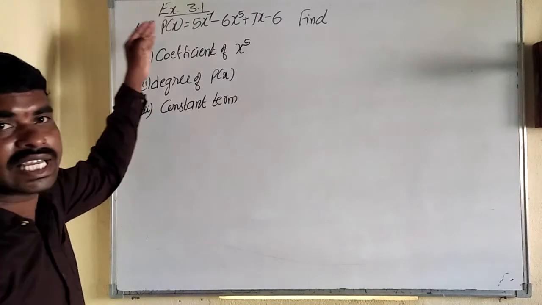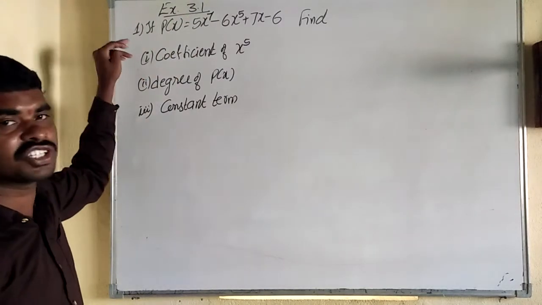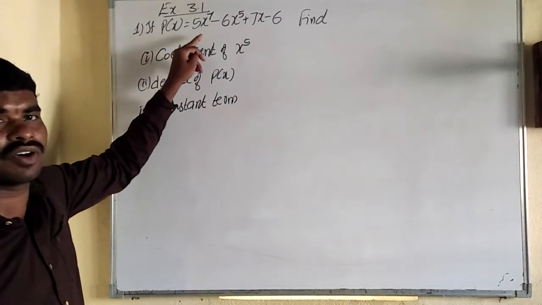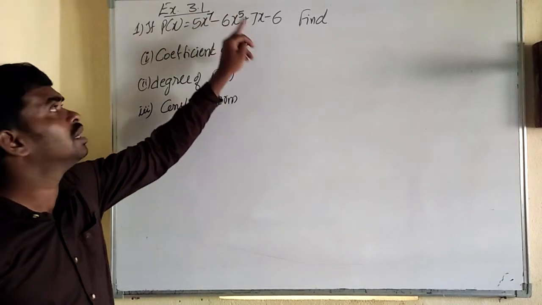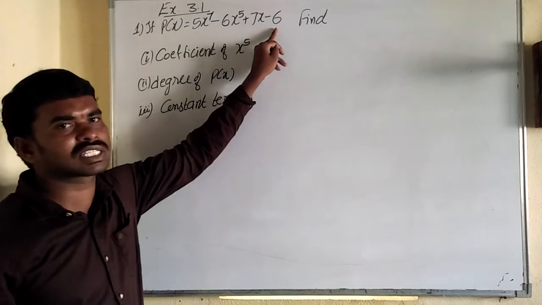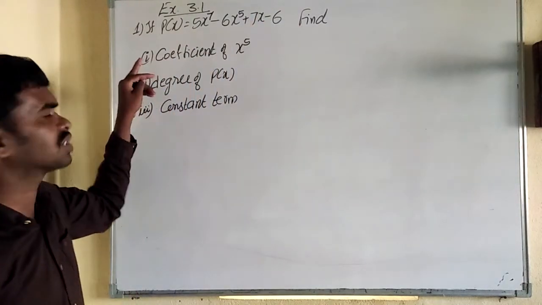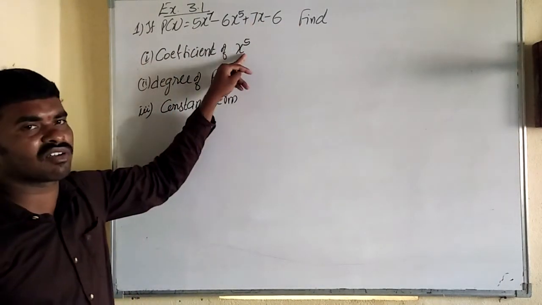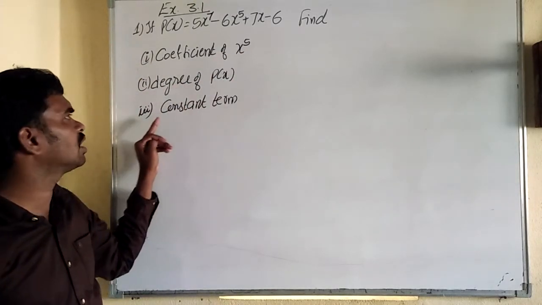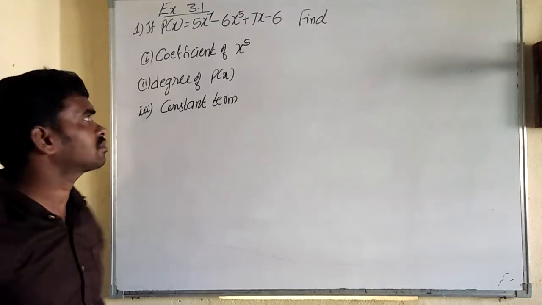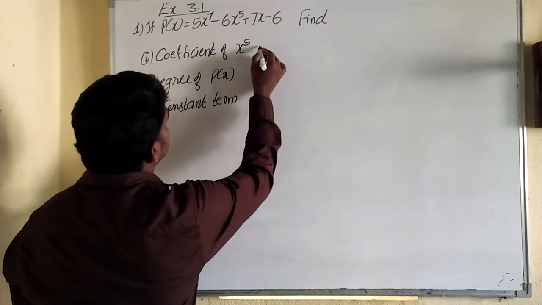Okay. Let us see exercise 3.1. First question. If p of x is equal to 5x power 7 minus 6x power 5 plus 7x minus 6, then find: first, the coefficient of x power 5; second, the degree of p of x; third, the constant term. Okay, answer.